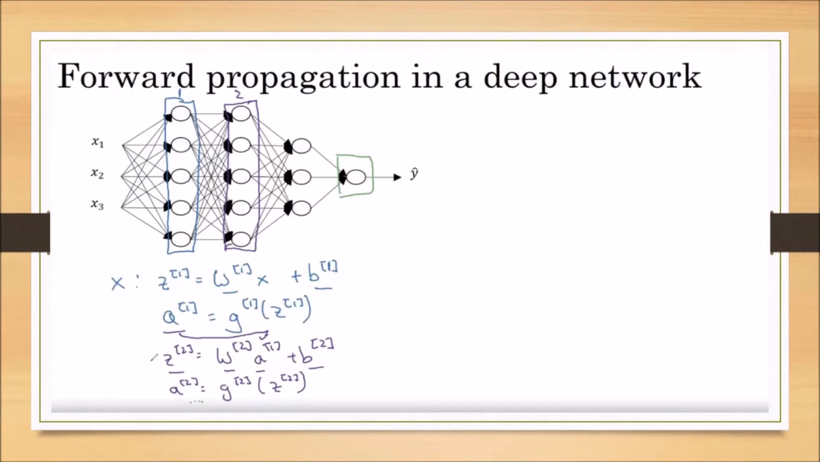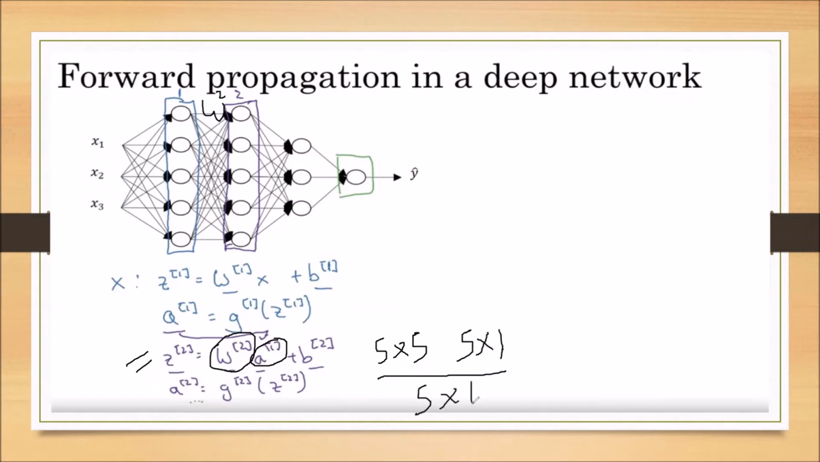Now, when we find Z2, we take W2. The matrix size of W2 is 5 by 5. Now we want to multiply this W2 with the input for the second layer, which is the output of the first layer. In the first layer we have 5 activation units and the matrix size of A1 is 5 by 1. So we multiply a 5 by 5 matrix with a 5 by 1 matrix and the resultant is a 5 by 1 matrix.